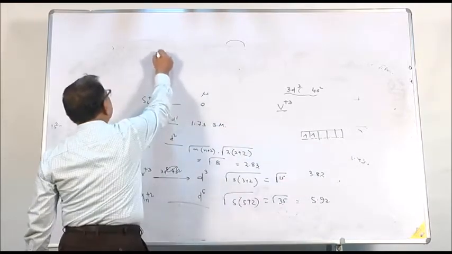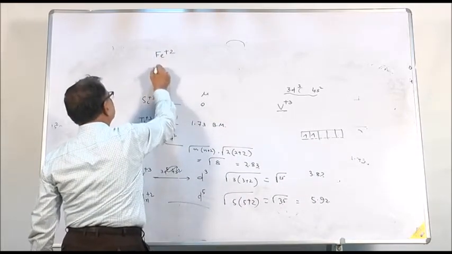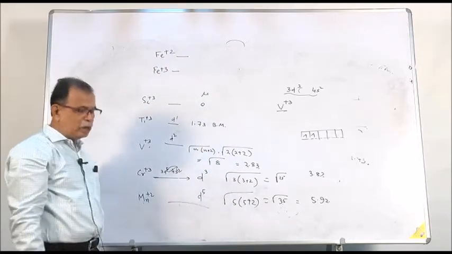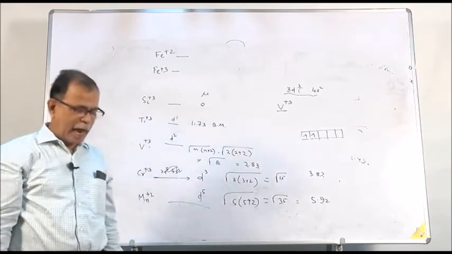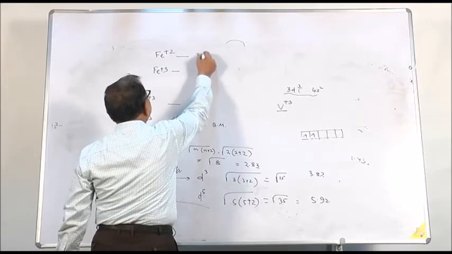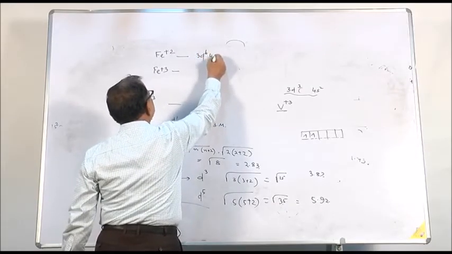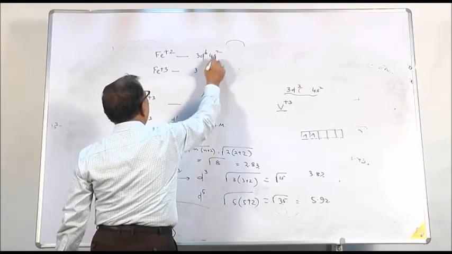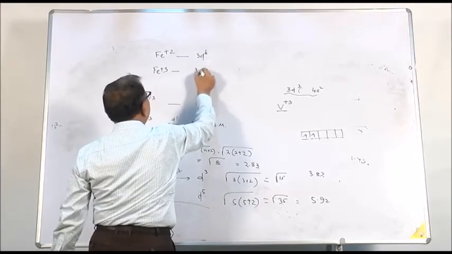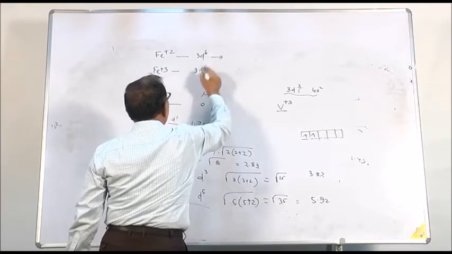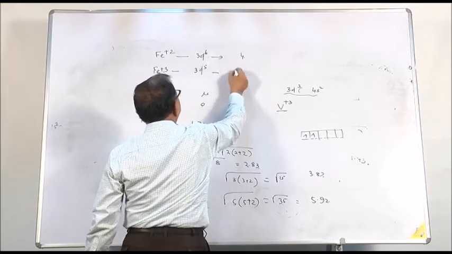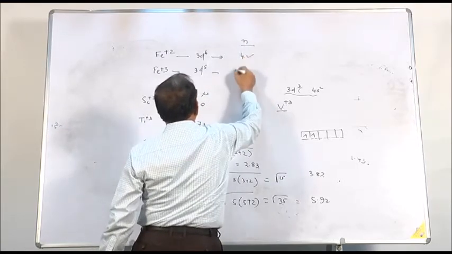Ferrous plus 2 and ferric plus 3, which has higher magnetic moment? If the question asks between ferrous and ferric compounds which has higher magnetic moment, you see it contains 3d6 4s2, the general configuration. I remove 2 electrons from 3d6. It will be 3d5, so it contains number of unpaired electrons 5. Ferrous contains number of unpaired electrons n is equal to 4 because 3d6.